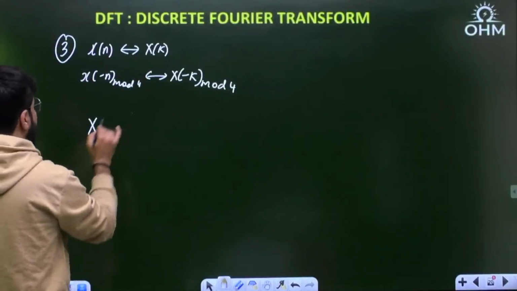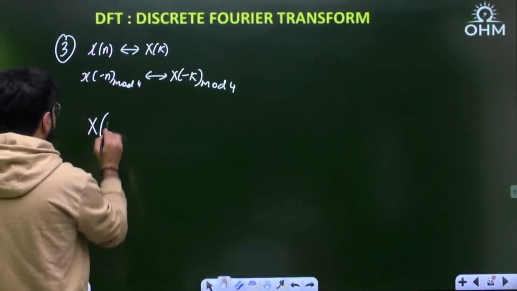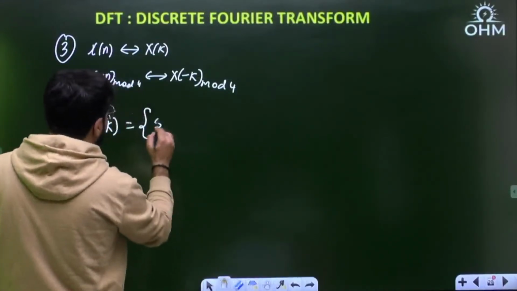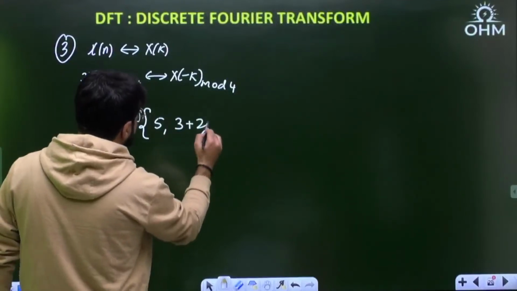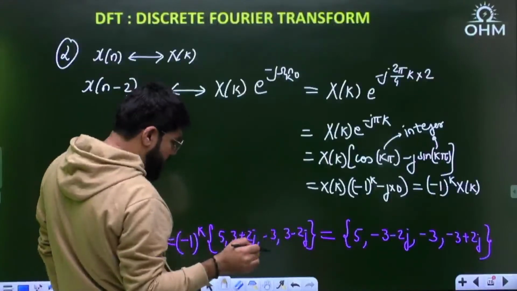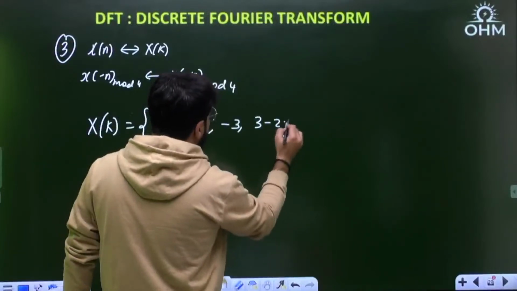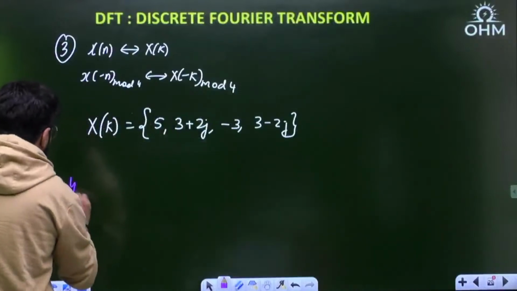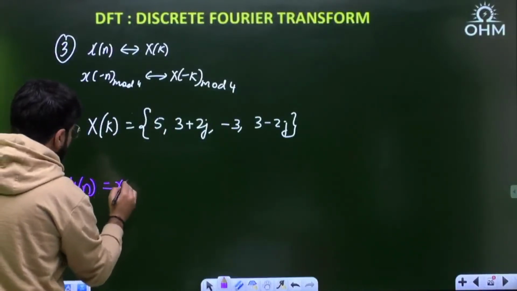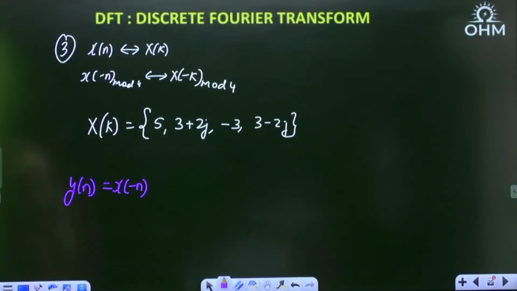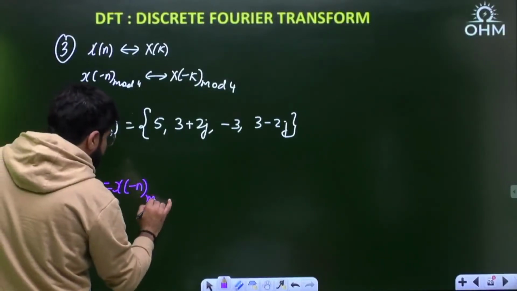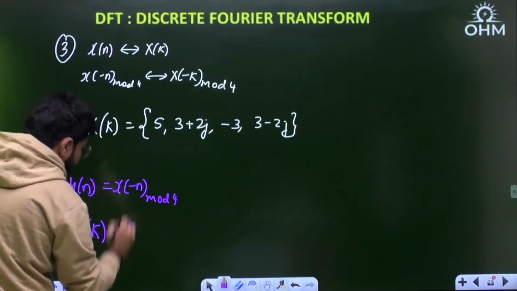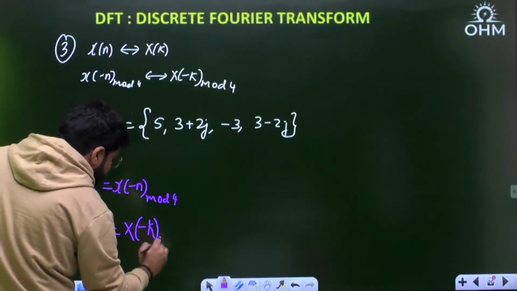So what is X[k]? X[k] we have obtained. The value of X[k] was 5, 3 plus 2j, minus 3, am I correct? Yes, and then 3 minus 2j. Now they say, let the signal y[n] be equal to x of minus n mod 4. So what is Y[k]? The DFT of x of minus n is X of minus k.